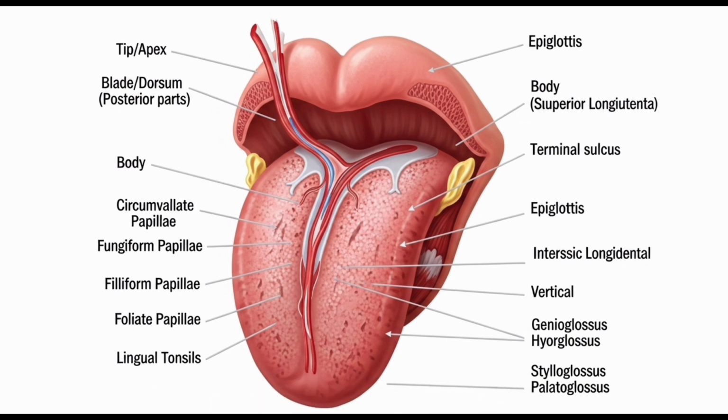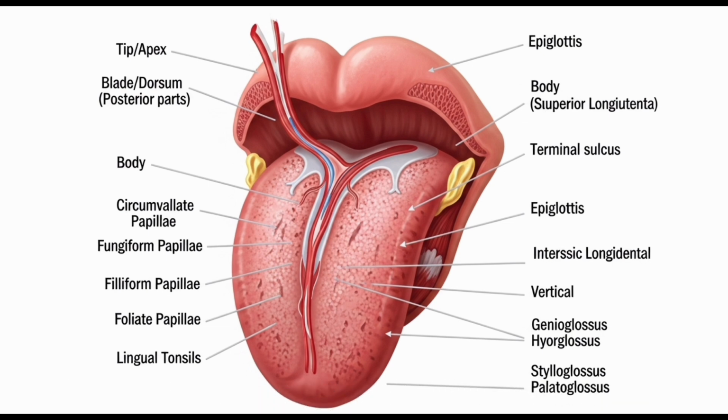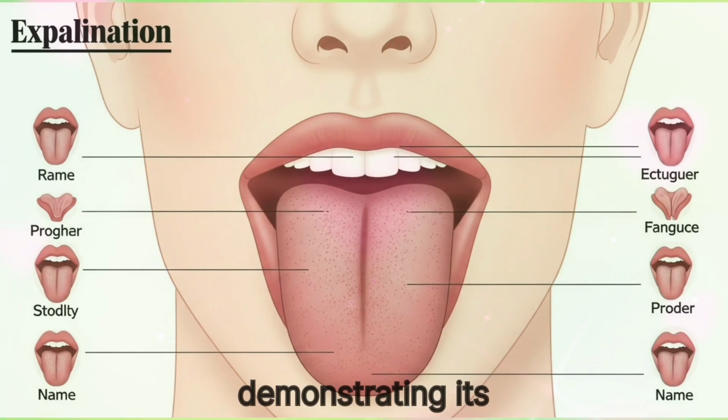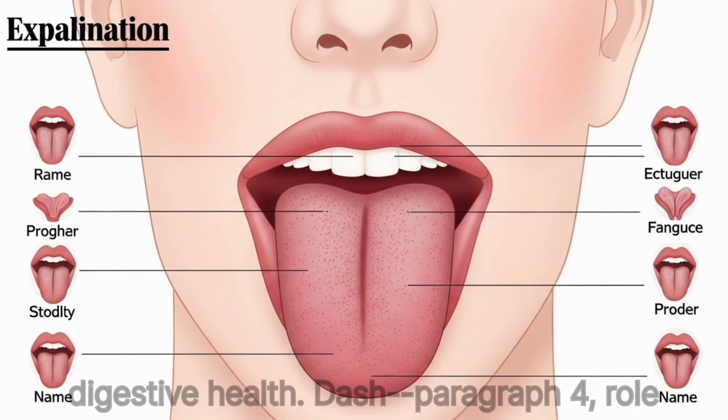Modern physiology highlights the tongue's contribution to oral proprioception, allowing us to perceive the exact location and consistency of food within the mouth. Without the tongue, essential actions such as chewing, swallowing, saliva management, and oral digestion would become nearly impossible, demonstrating its indispensability in human nutrition and digestive health.